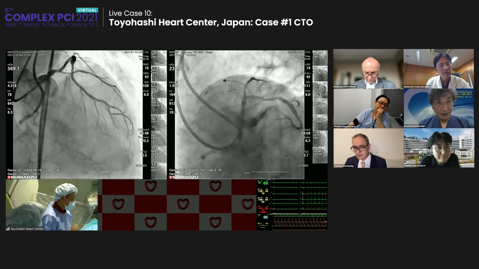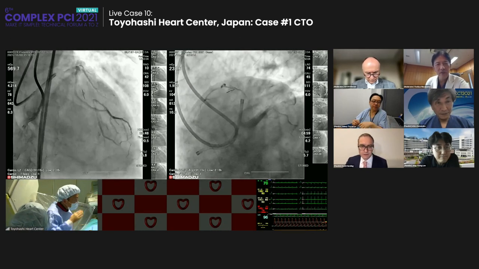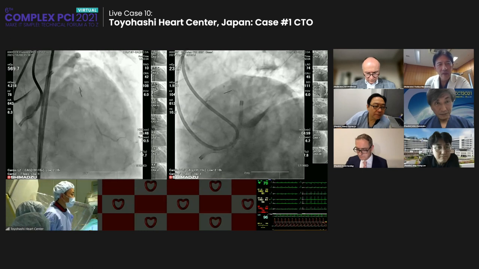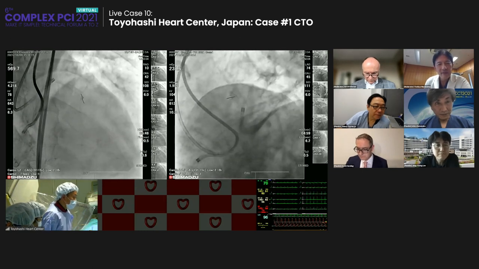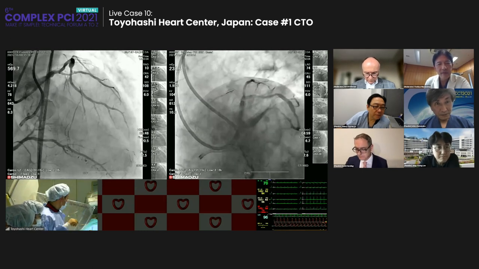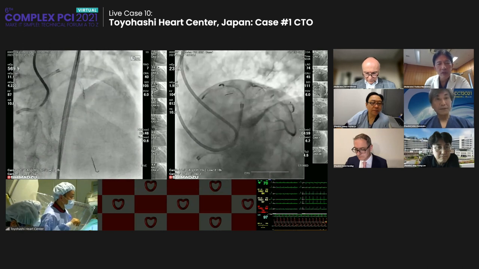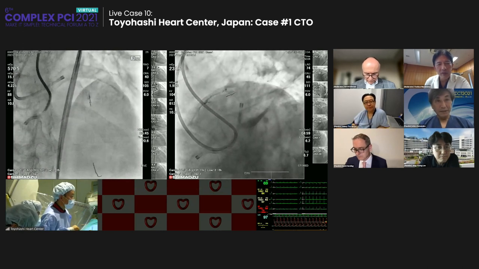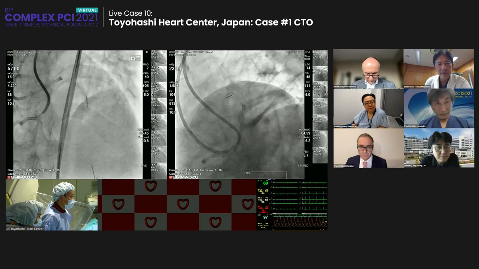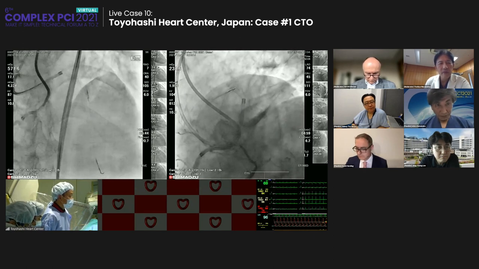On the right side of the wire tip, maybe the upper side of the contrast staining, maybe the bifurcation is there. So I try to select it around there.